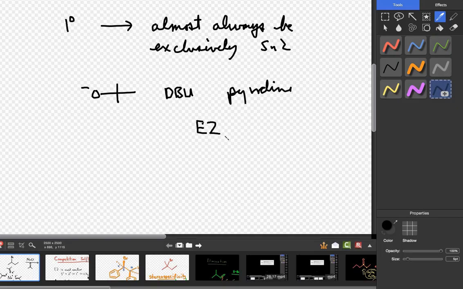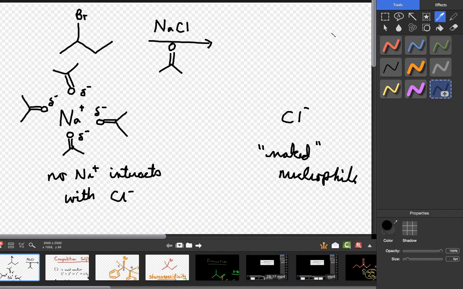So this brings to a conclusion the essential information on elimination chemistry. And so now you just need to apply this to whatever questions you're attempting to answer.